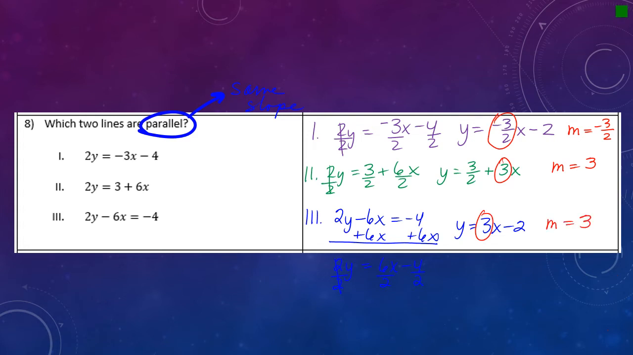So now since I'm looking to see which ones are parallel, I'm picking the ones that are the same. So that would be lines 2 and 3. So my final answer is 2 and 3.